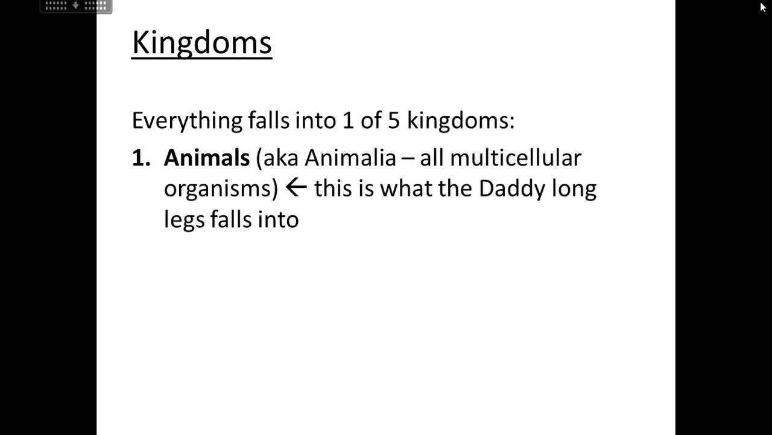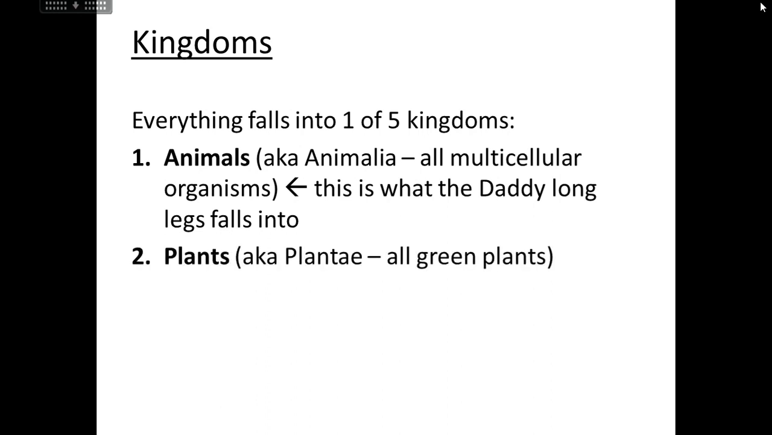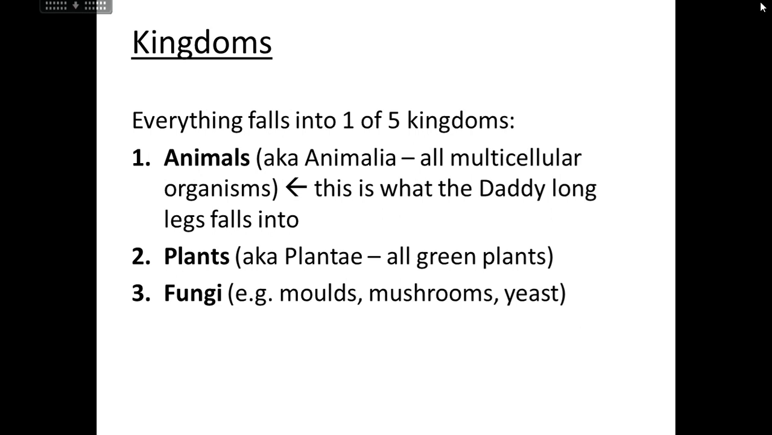So all multicellular organisms, including us, and including that daddy longlegs or cranefly or whatever it is you knew it by, go into that group. Then you've got the second group, which is plants, or Plantae in Latin. So anything that's green plant will fall into that group instead. You've then got group 3, which is for fungi, or fungi, depending on how you want to pronounce it, which is your molds, your mushrooms, and yeast falls into that as well.